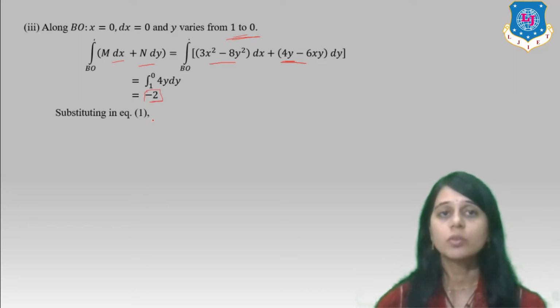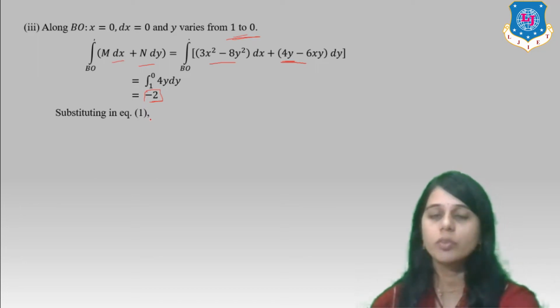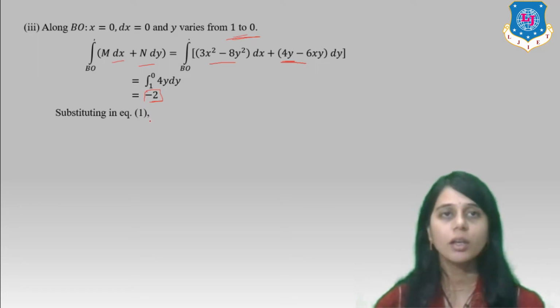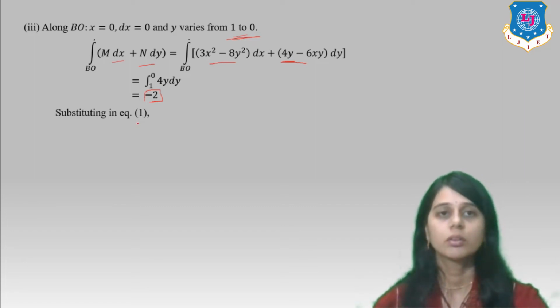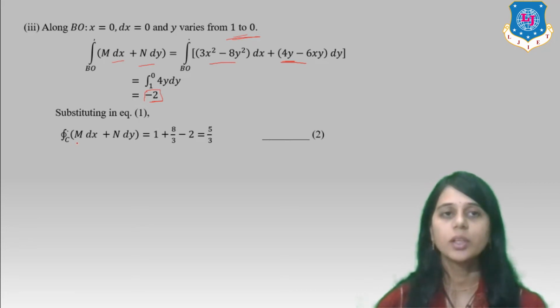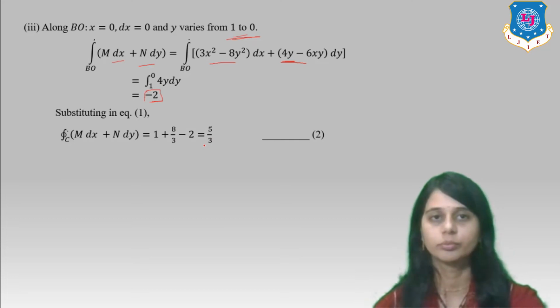Substitute in equation 1. What is equation 1? Equation 1 is the sum of the 3 curve integrations, the line integral of M dx plus N dy: 1 plus 8 by 3 minus 2. So the answer is 5 by 3.